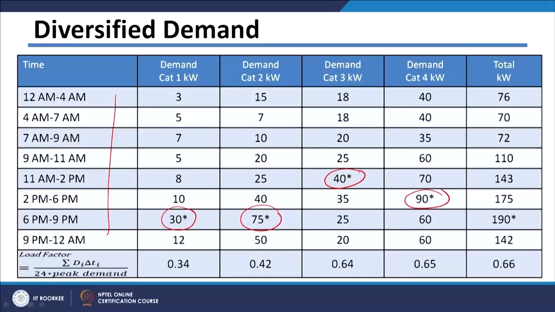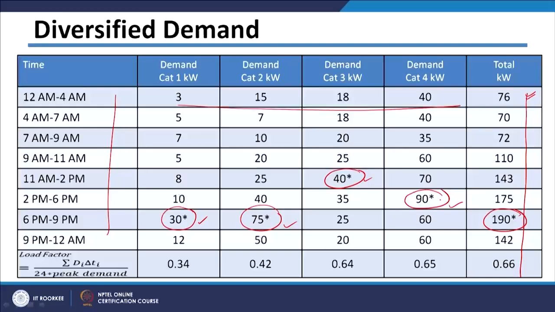Now if this is for all consumers, if they are connected to say one system or one transformer, substation transformer, the load on the substation transformer will be just the addition of all the loads at different times. So if you add all these 4 loads, I will get the total consumption in this period. This is called diversified demand because these peaks of different consumers are not coming at the same time, they are coming at different times. That is why it is called diversified demand.